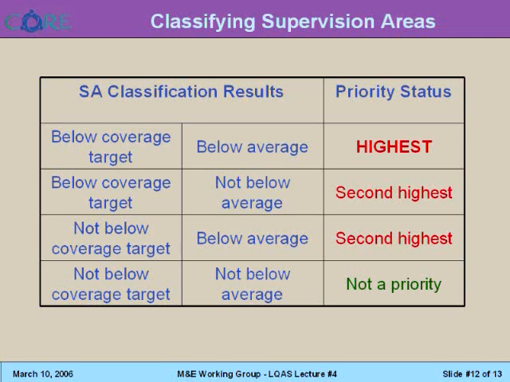In the next lecture, we will concentrate more on how to analyze results at the local level, following this table for classifying supervision areas for monitoring purposes and to make tactical changes based on this analysis.